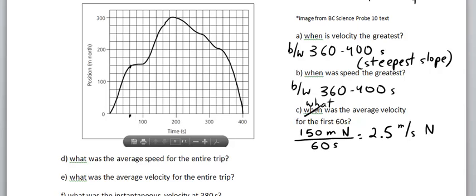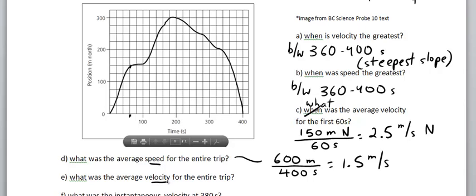D, what was the average speed for the entire trip? Well, let's just think about this. This object is traveling 300 meters north and then 300 meters south, all the way back to the start, the origin. So 300 meters there, 300 meters back. The total distance is 600 meters. They traveled 600 meters in 400 seconds. So the average speed is 1.5 meters per second. Notice there's no direction because this is speed.